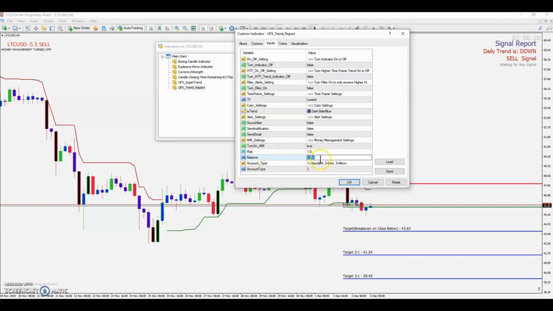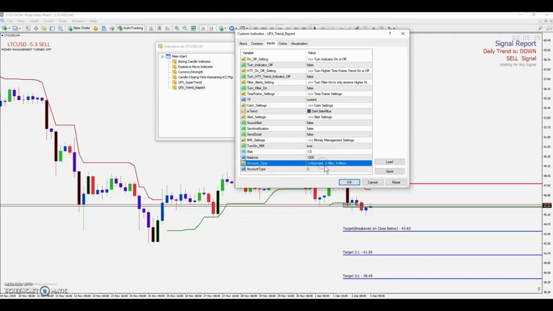Whatever your balance is, say you have a $1,000 balance, but you only want to risk half of that, you can put in 5%. So this money management is going to take this $500 and show you the risk 1% based on this amount here. So if you have a $1,000 account, but you only want to show your balance as a 500 and risk 1% of 500, then you put the 500 in there. So we're going to put that at 1,000 though.